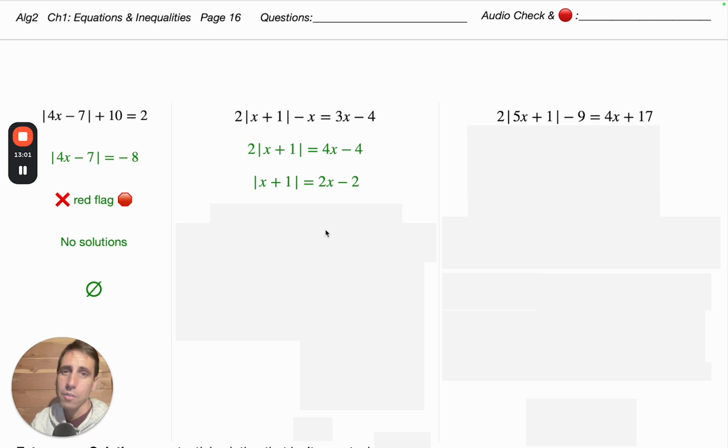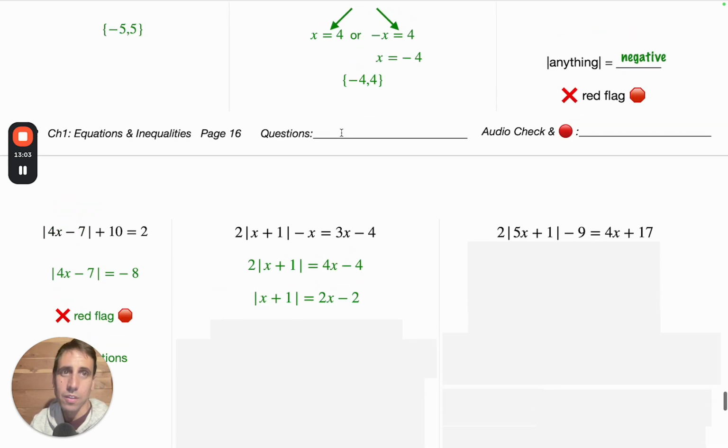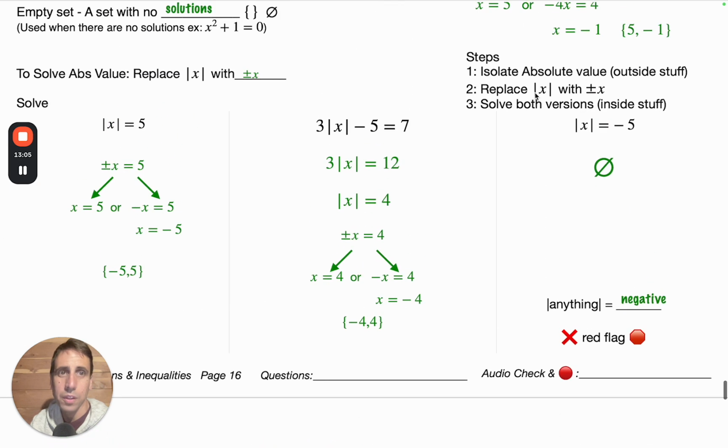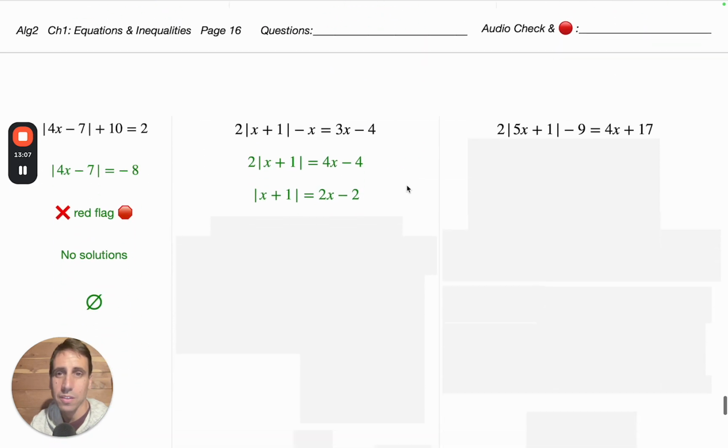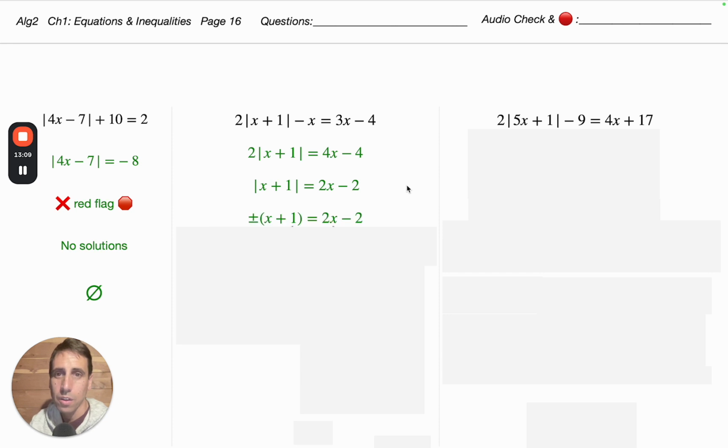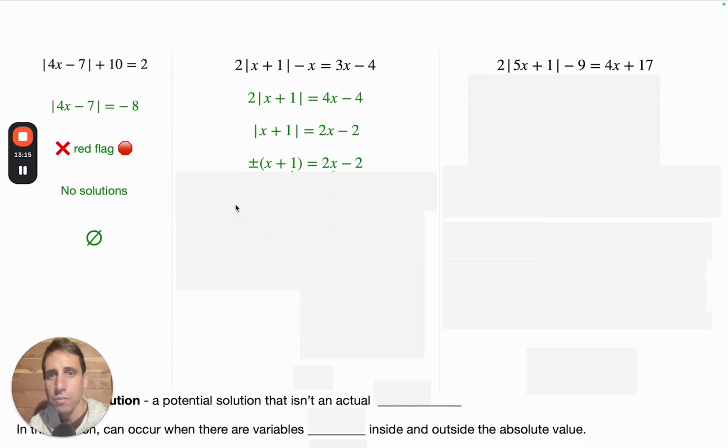All right, now we've got to undo the absolute value. Next, we've got to replace the absolute value with plus or minus. That's how we're going to undo it all. So this used to be absolute value, now it's plus or minus. And so I'm going to write both the positive version over here and the negative version over here. Let's solve the positive version first. I think I'm going to subtract x from both sides, add 2.